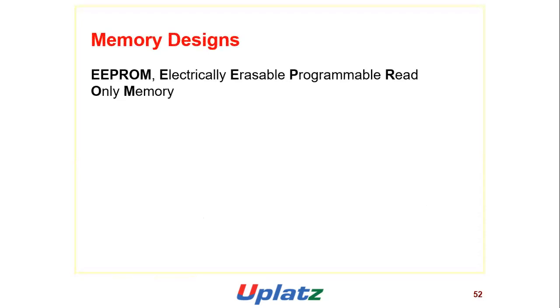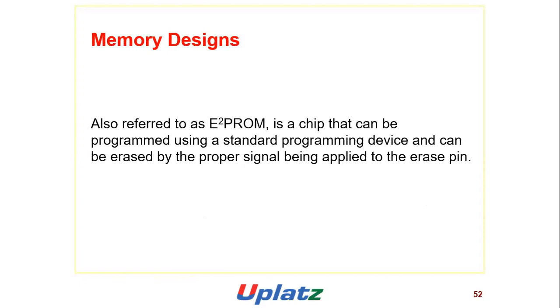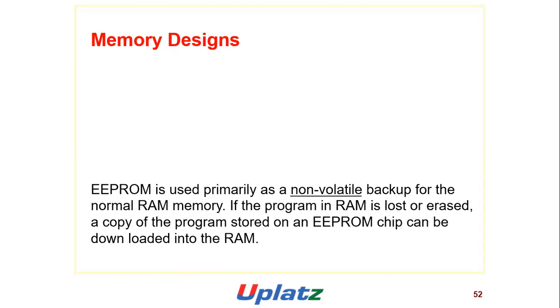EEPROM, electrically erasable programmable read-only memory, also referred to as E2PROM, is a chip that can be programmed using a standard programming device and can be erased by the proper signal being applied to the erase pin. EEPROM is used primarily as a non-volatile backup for the normal RAM memory. If the program in RAM is lost or erased, a copy of the program stored on an EEPROM chip can be downloaded into the RAM.